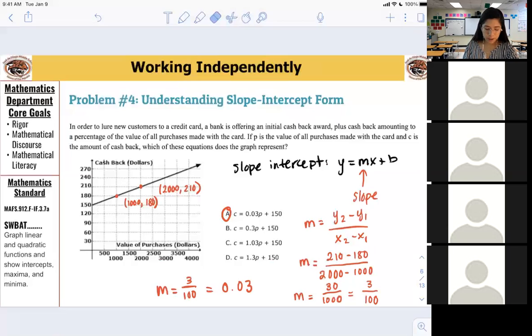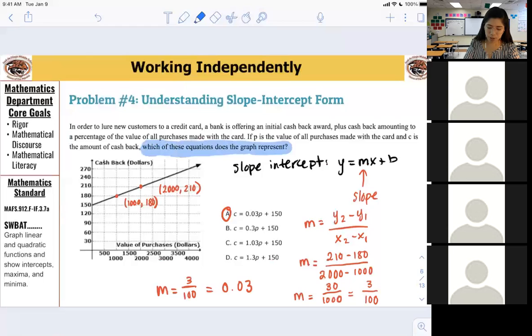All right, in order to lure new customers to a credit card, the bank is offering an initial cashback award plus cashback amounting to a percentage of the value of all purchases made with the card. Was any of that useful? No. So you might start this problem and read that and then be like, I have no idea what's happening, and that's just going to freak you out. Notice that you don't even really need to read all of that because at the end of the day, the question is, if P is the value of all purchases made with the card and C is the amount cash back, which of these equations does the graph represent? That is all that matters.